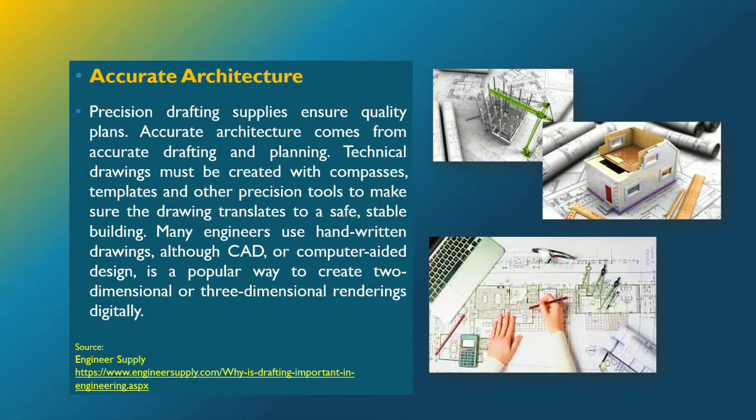Drafting provides accurate architecture. Precision drafting supplies ensure quality plans. Accurate architecture comes from accurate drafting and planning. Technical drawings must be created with compasses, templates, and other precision tools to make sure that the drawing translates to a safe, stable building. Many engineers use handwritten drawings, although CAD, or computer-aided design, is a popular way to create two-dimensional or three-dimensional renderings digitally.